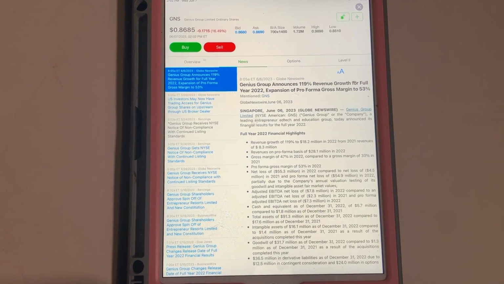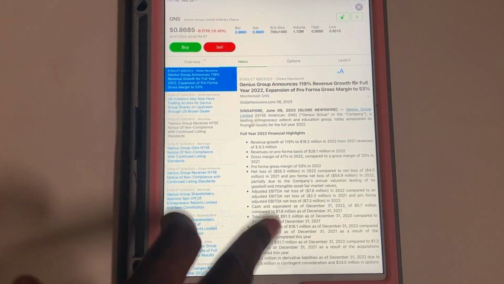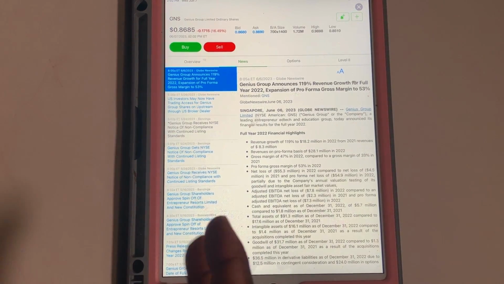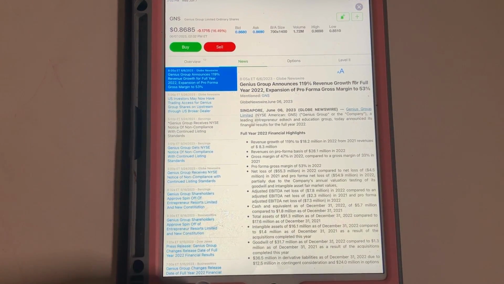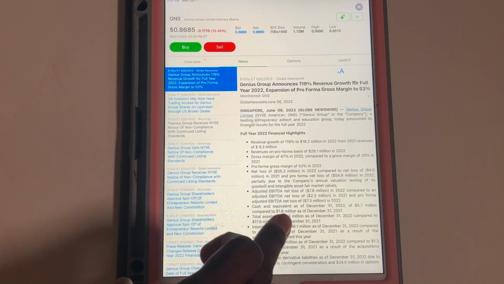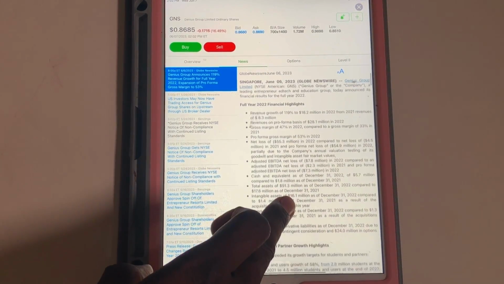Okay, the most recent news is that they announced their revenue growth for 2022 and it increased by 119% relative to the previous year. So if the revenue increased by 119%, why is the stock not moving up? That's when you go more into it.